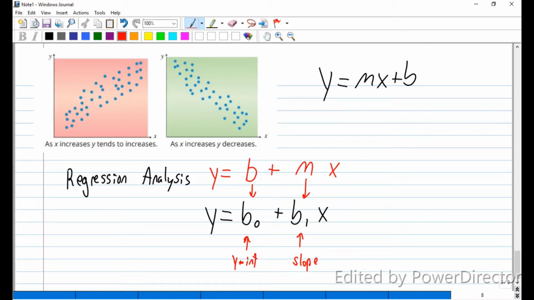It's just written a little backwards. Now, if you use a TI calculator, you may see something like y equals ax plus b, or y equals b plus ax. I can't remember. But anyway, this function is in the calculator.